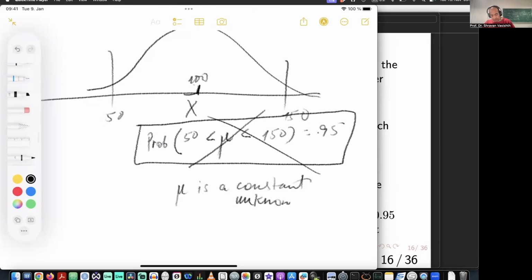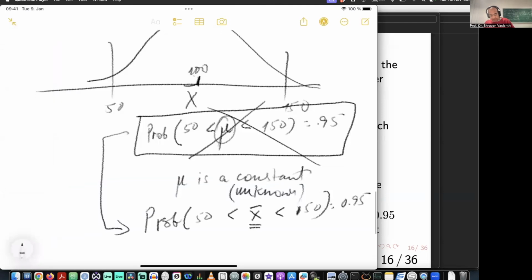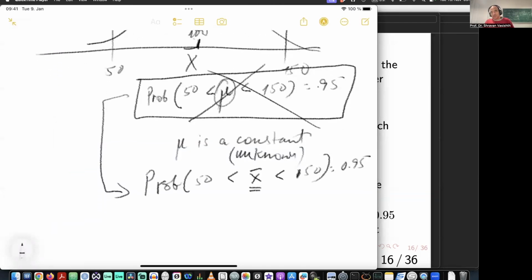It's an unknown constant, right? It's not a random variable. For us to make statements like these, mu would have to be a random variable. So for example, the 95% confidence interval does tell us the following. It does tell us the variability of the sample mean, right? The probability that the sample mean would lie between 50 and 150 with probability 0.95, that it tells us for sure, because this is a random variable, but mu is not a random variable, right?